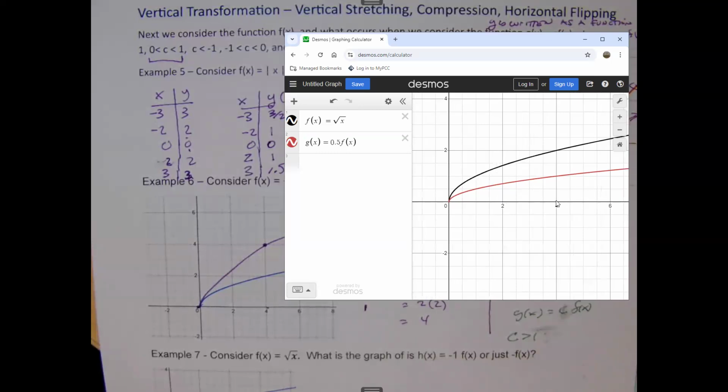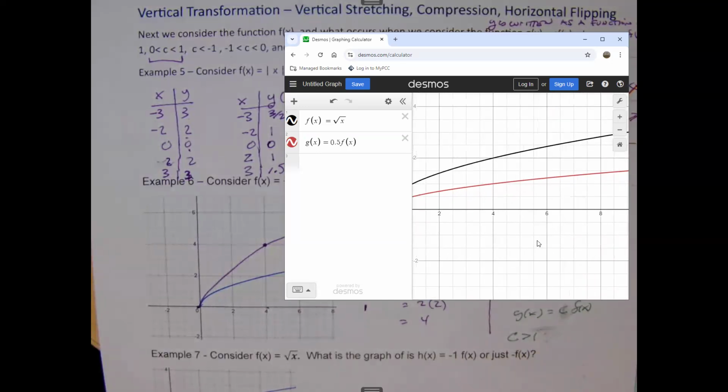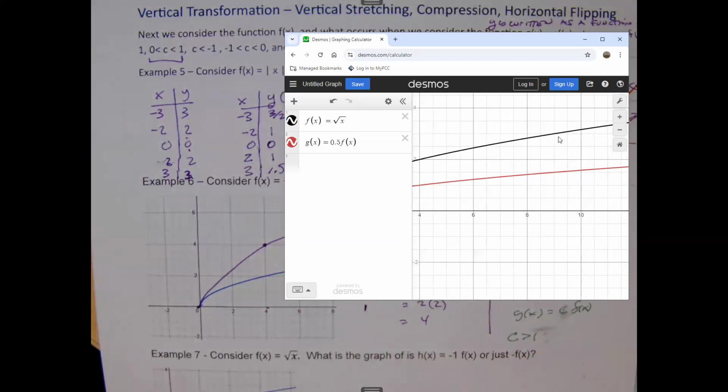And you can see that at 4, it used to be 2. And now it's half of what it used to be. Sorry, at 1. So at 4 it used to be 2, now it's at 1. And the other value, for example, here's 9. Square root of 9 is 3. And now it's half of that amount.